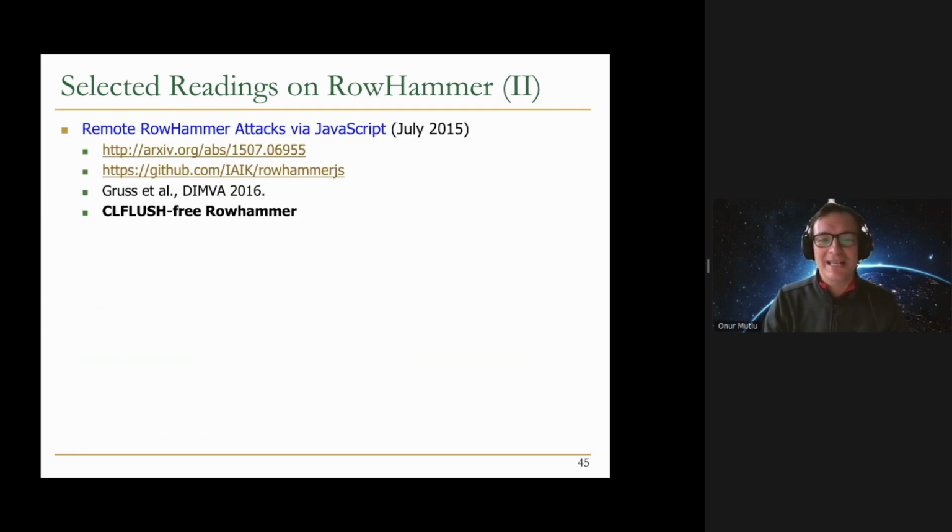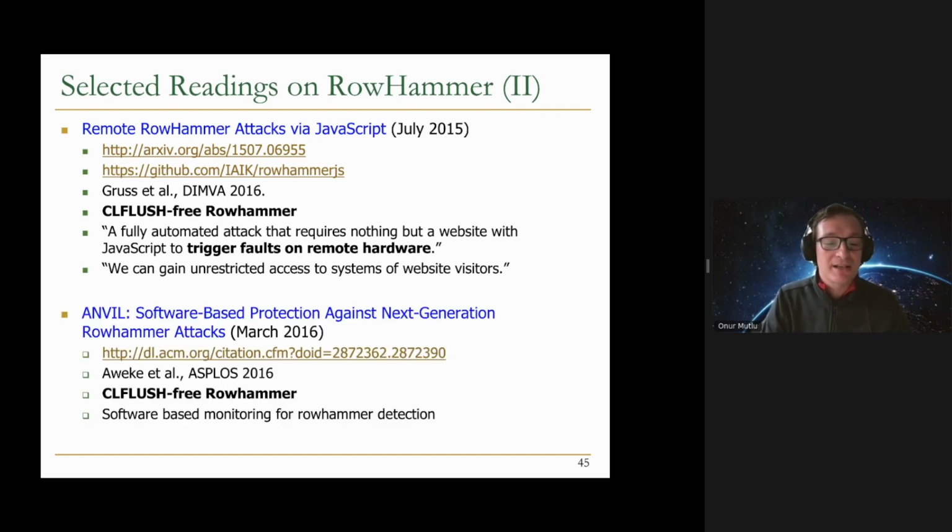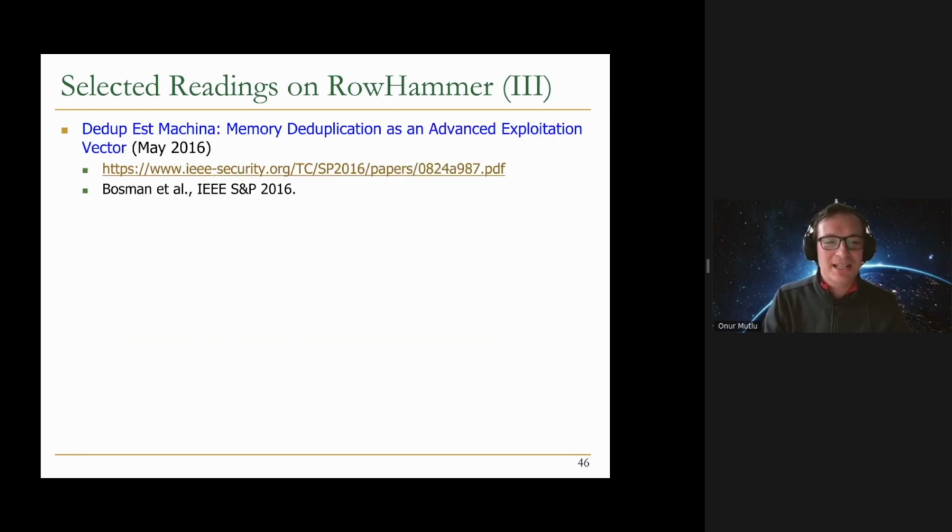There's work that looked at cache line flush-free Rowhammer, because cache line flush instructions could be privileged in some architectures. Clearly, these works show that you can get rid of cache hits for these vulnerable aggressor rows by actually causing conflicts in the cache. There are also other works that showed essentially the same thing concurrently.